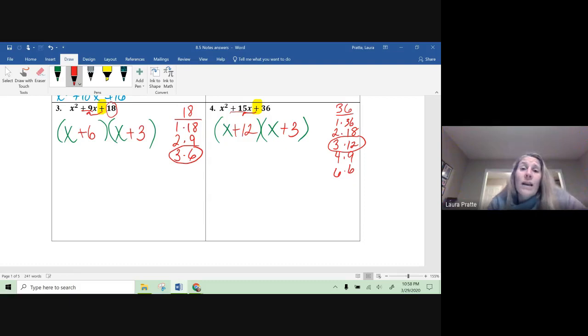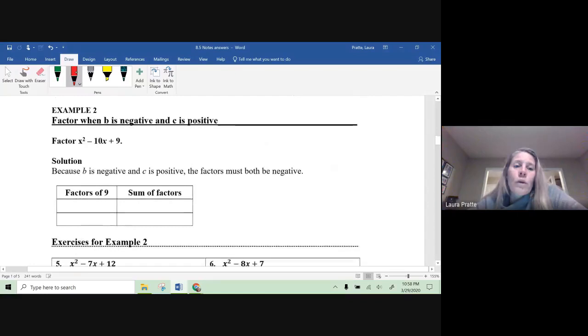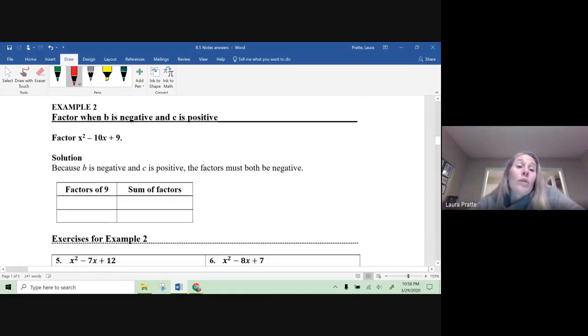And again, you could write that in the reverse order if you want to write x plus 3 first and x plus 12 second. Still works, it's just personal choice. All right, so let's move on to the next page. We're essentially going to do the same thing here, but you'll notice that this time the middle number has a negative sign on it. So when we go to do this problem, that's a little bit different.